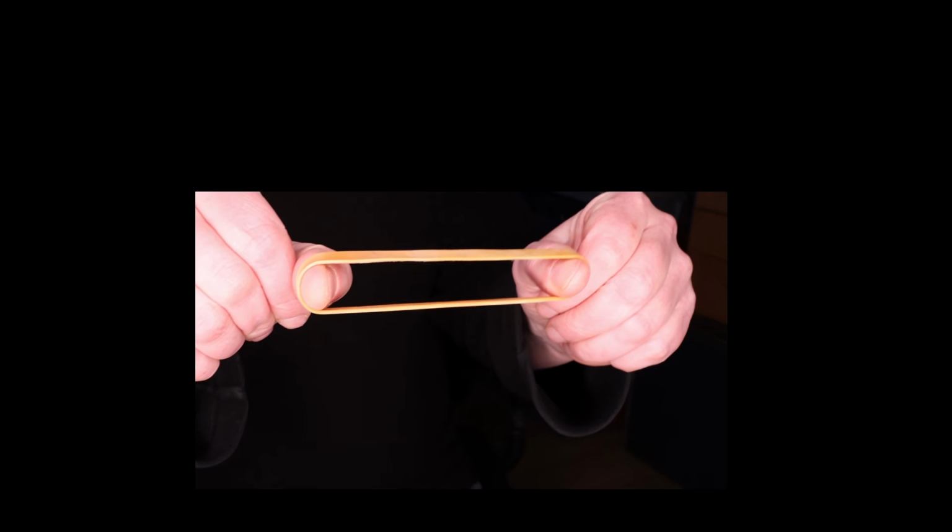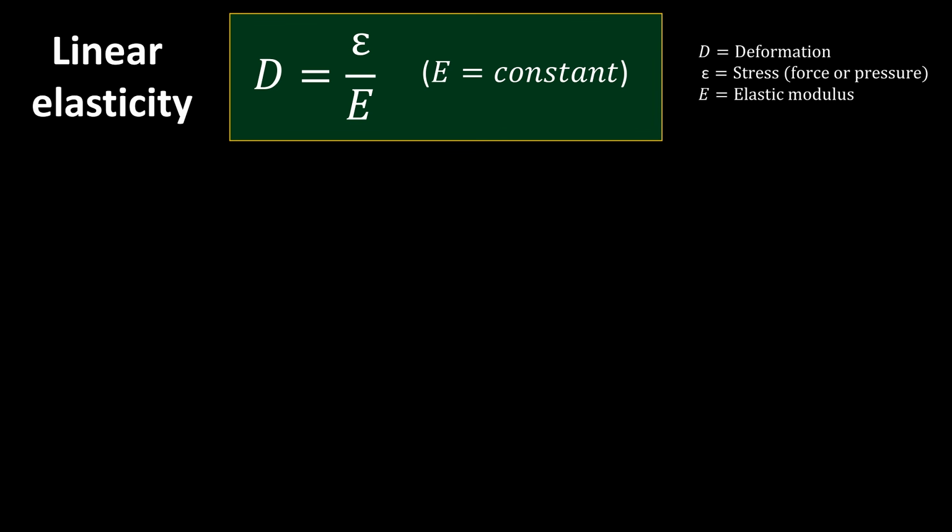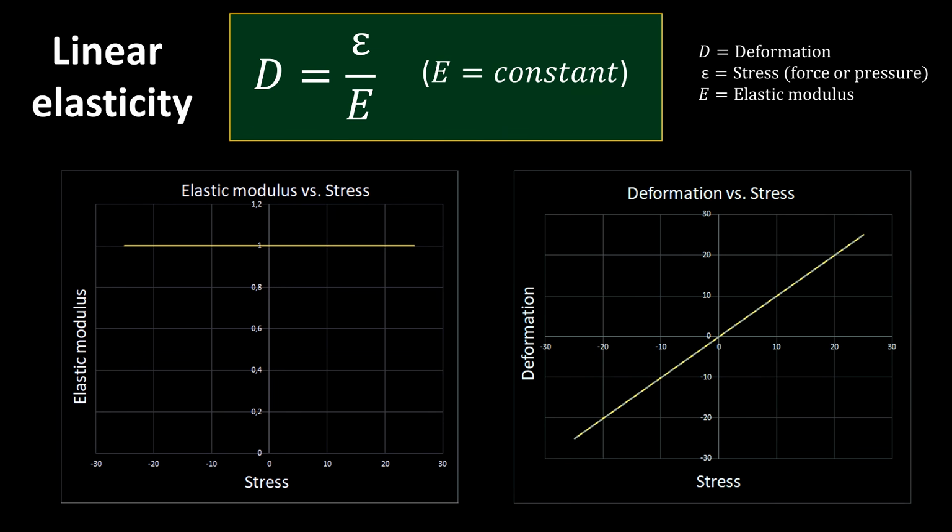If we extend an elastic band slowly over a short distance, the deformation will follow a linear relationship with the force or pressure applied to the material. For convenience, I will refer to applying a force or a pressure as applying stress. So that is summarized in this formula. Deformation d is the stress epsilon divided by the stiffness or elastic modulus E of the material. And in a material that is linearly elastic, the modulus E has a constant value regardless of stress. This is illustrated in these graphs. We observe a constant value for the modulus as a function of stress, and this results in a linear relation between deformation and stress.